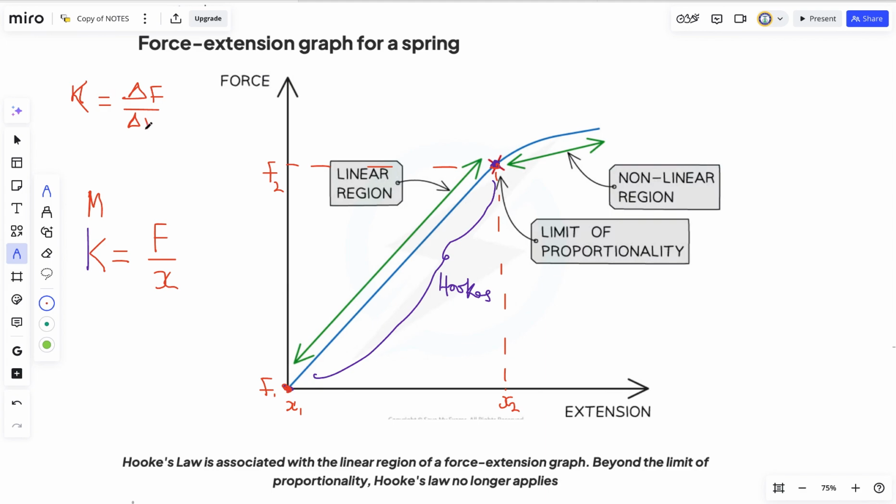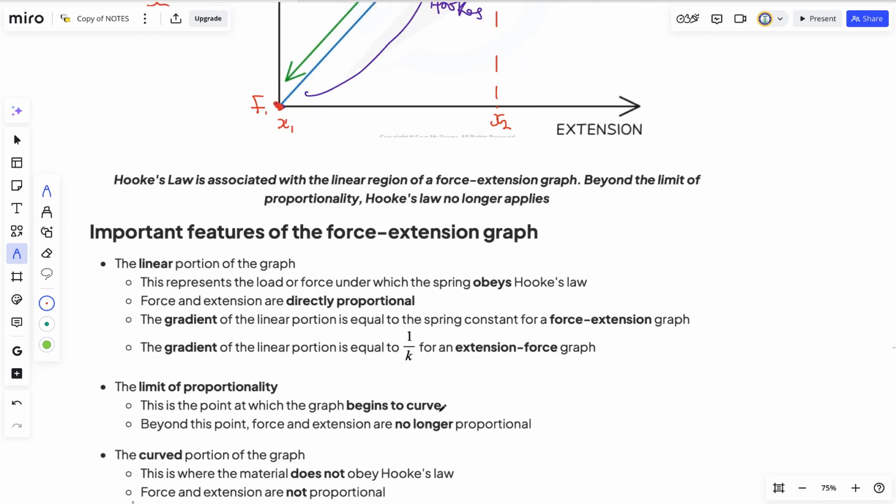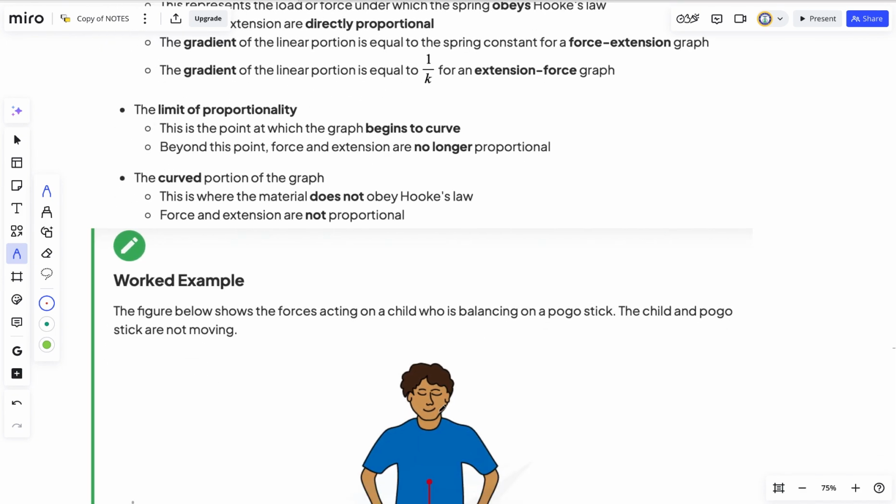So to calculate the spring constant is the same as calculating the gradient of the graph. That's the point I'm trying to make. It's the same as calculating the gradient of a straight line graph. That's the spring constant. Is that okay? So let's move on quickly. Let's take a look at an example.